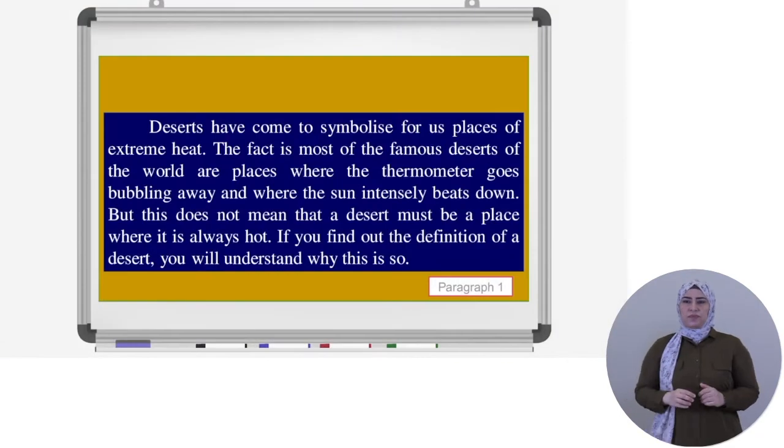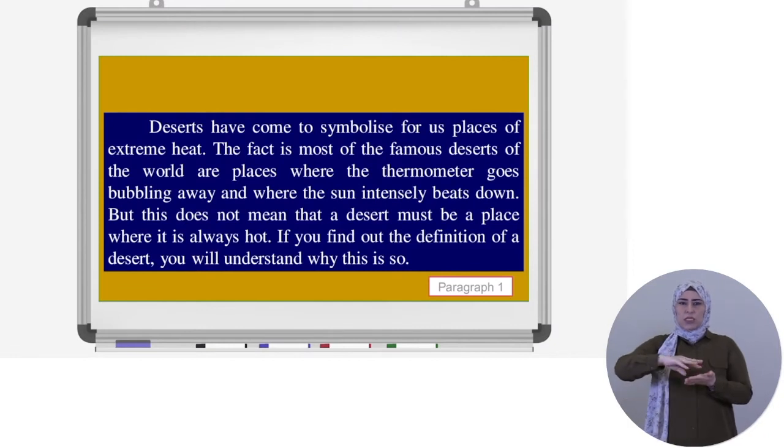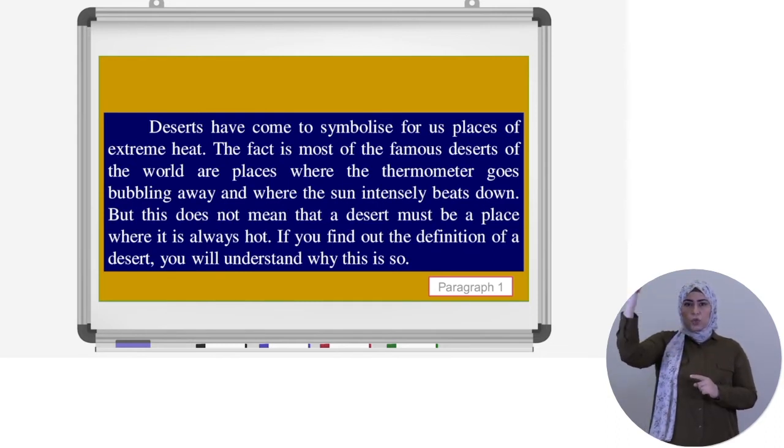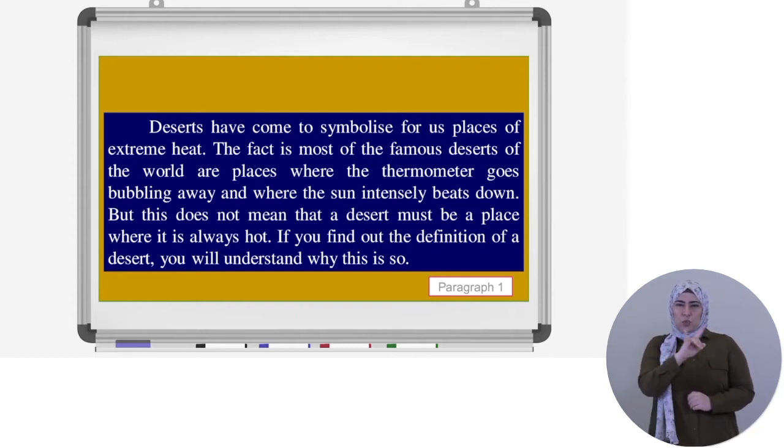Paragraph 1. Deserts have come to symbolize for us places of extreme heat. The fact is, most of the famous deserts of the world are places where the thermometer goes bubbling away and where the sun intensely beats down. But this does not mean that a desert must be a place where it is always hot. If you found out the definition of a desert, you will understand why this is so.